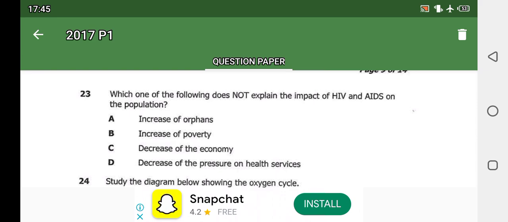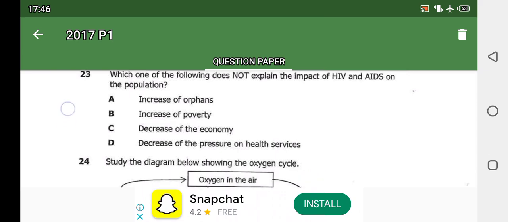Question 23. Which one of the following does not explain the impact of HIV and AIDS on the population? We all know we have learned about 3 best answers in your books. You can check out. 1, it is the increase of orphans. A lot of parents are going to die. That is increase of poverty. Imagine if people are dying, elderly people are dying, how will the orphans survive? There will be high poverty level.